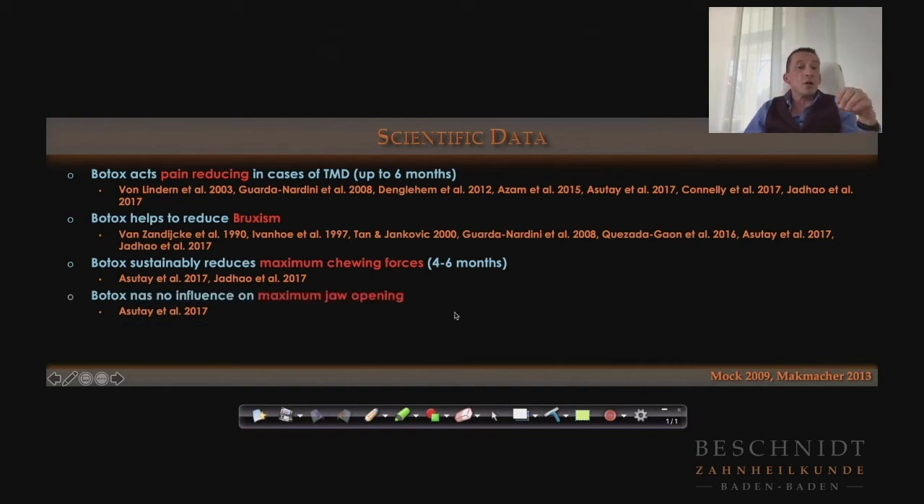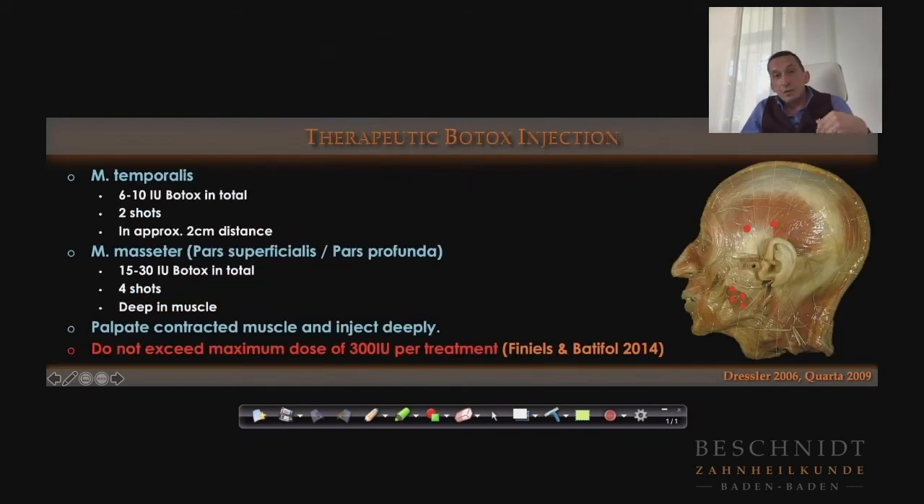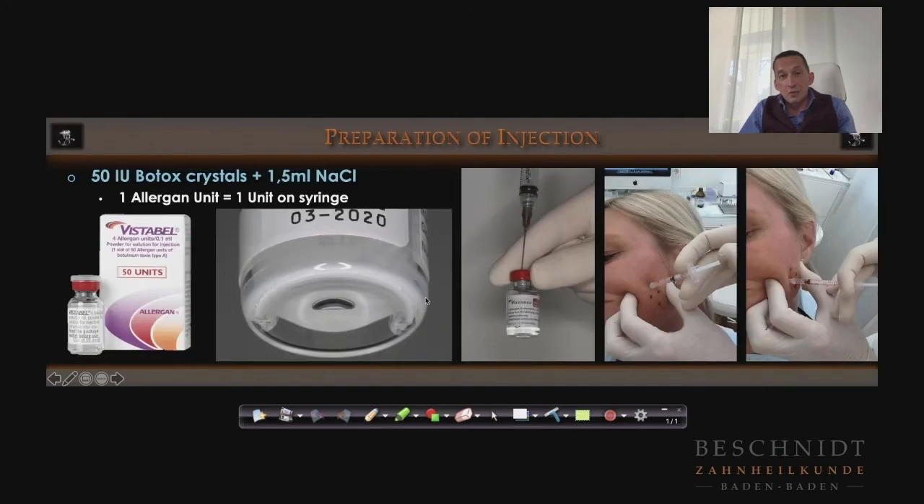There is no influence on jaw opening. And even if you need long-term therapy, there are no side effects. We do this by therapeutic injections to the temporal and to the masseter muscle. We put 6 to 10 international units Botox in total into the temporal and up to 30 international units into the masseter muscle. I'd like to show you how we do this. The muscle should be contracted and then we put the injection very deep inside.